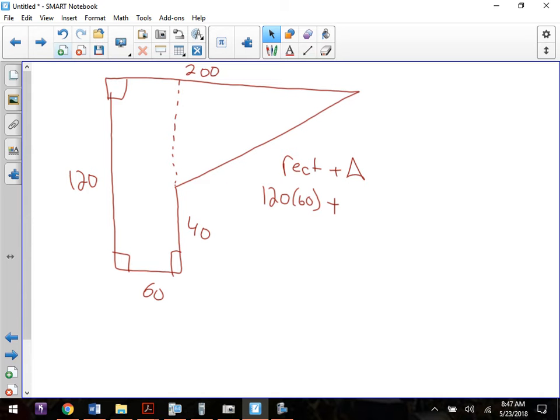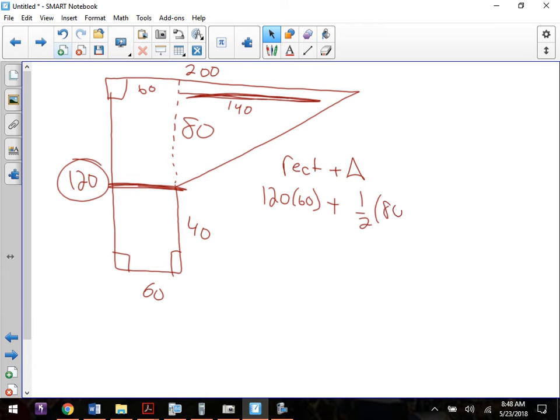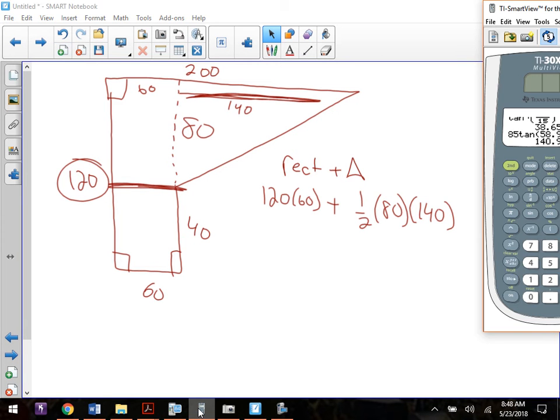The triangle, well, since I've cut out 60 here, that means this portion is going to be 200 subtract that, which is 140. The other height here is going to subtract out the 40 from 120, which is 80. So I'm going to get 1/2 times 80 times 140. Press a whole bunch of buttons, and I get 12,000. Thought I did. Unless I read it wrong when I wrote down my numbers, which is completely possible.